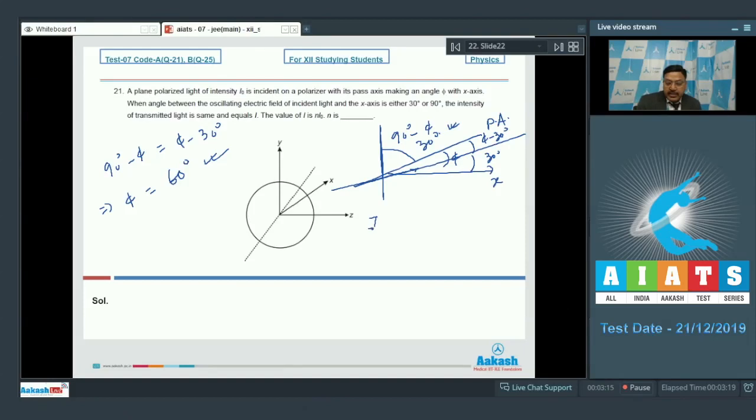So the intensity of the transmitted light I will be equal to I0 into cos square 30 degree, which is 3 I0 by 4. Now in terms of the format specified for this section, the value of N will be equal to 3 by 4, which to two places after decimal can be written as 0.75. So this will be the answer to question 21 as per the given format. Let's now move on to the next question.